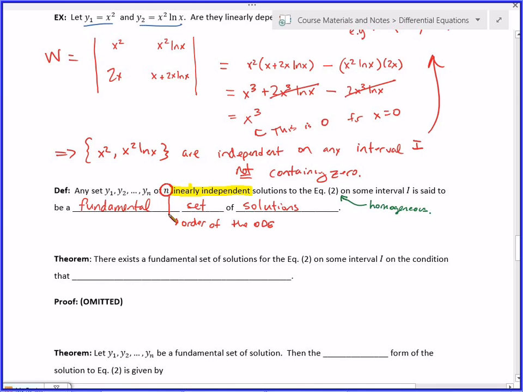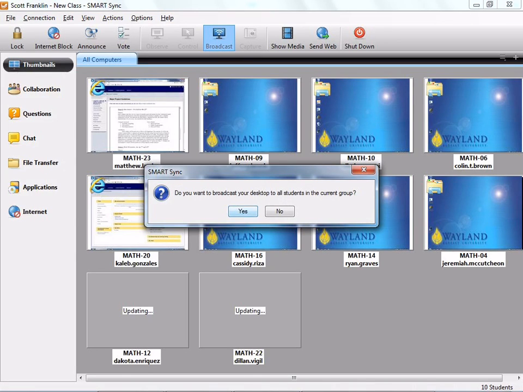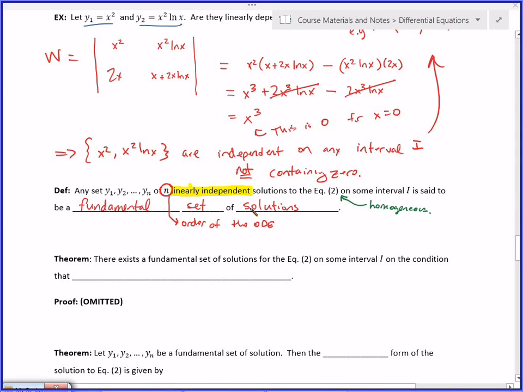There you go. So you have to have n of them. If it was a second order, you will need 2. If it's a third order, you'll need 3. If it's fourth order, you need 4. You need that many to have a fundamental set, and they also all have to be linearly independent.